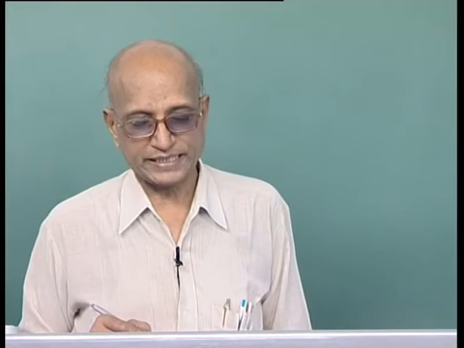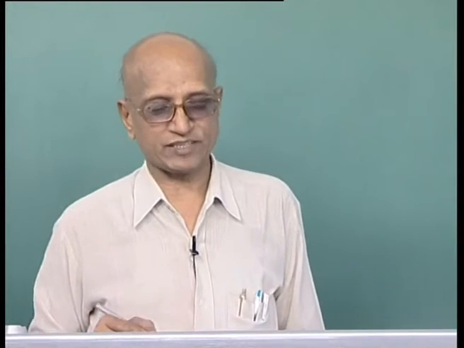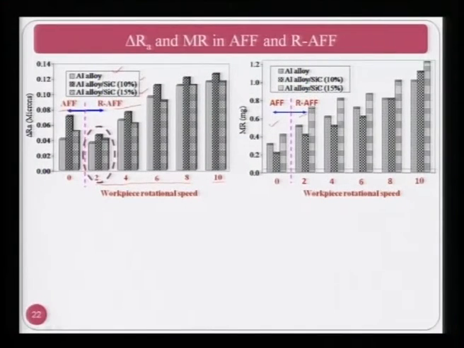Now the same thing is true for material removal in case of abrasive flow finishing process and rotary abrasive flow finishing process with different RPM. At 0 RPM, that is the AFF process, the material removed in the given number of cycles is small as compared to RAFF. As the RPM is increasing, in all the three cases of aluminum alloy with silicon carbide 10% and 15%, the material removed is increasing.